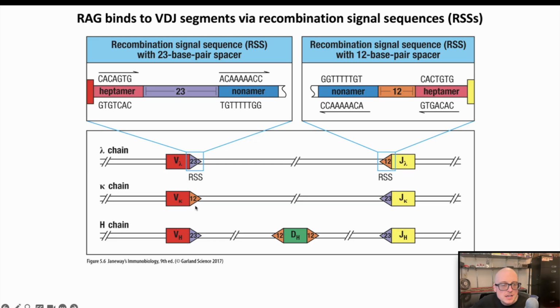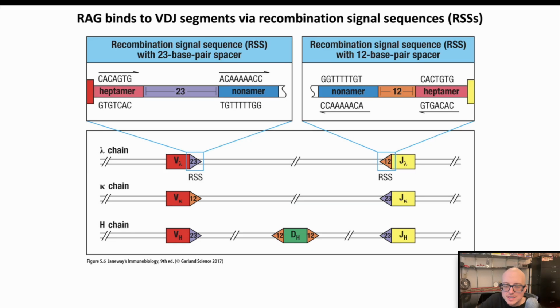In the kappa locus, that association is reversed. The V segments have the 12 base pair spacers and the J segments have the 23 base pair spacers, but that means they're compatible with each other to be recombined. Whereas in the heavy chain, recall that we have V, D, and J segments. You have an additional segment here. Notice that the D segments have recombination signal sequences on both sides. That's because they need to be recombined in both directions. The D segment needs to join with the J segment, and then that combined DJ segment is going to use this recombination signal sequence on the upstream side of the D to be recombined with V so that we get a final VDJ combination.